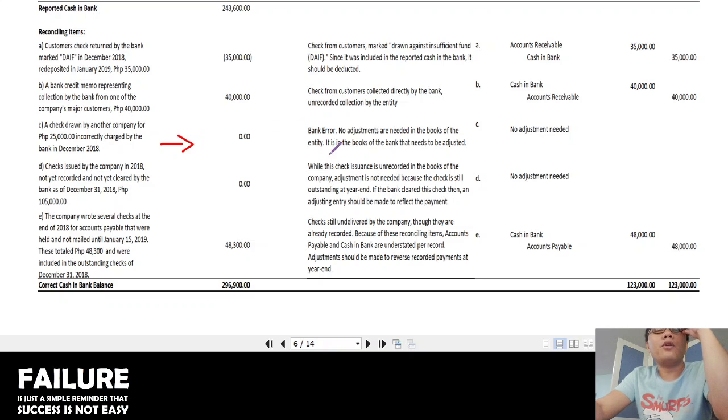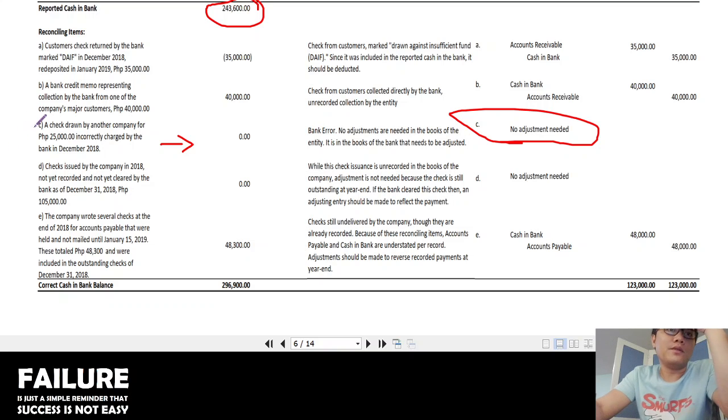Pero ni-record ng bangko. So meaning, kung hindi natin ito na-record, hindi din ito na-present as a deduction sa cash in bank natin. Tama tayo. Ang mali is ang bangko. So, the point is, wala tayong adjustment na gagawin. Kasi yun nga, tama tayo. Okay? Next.